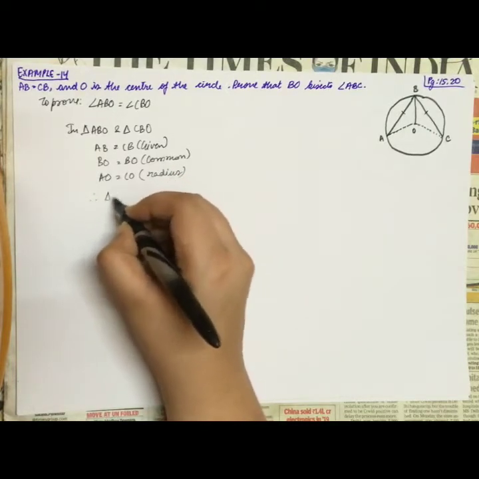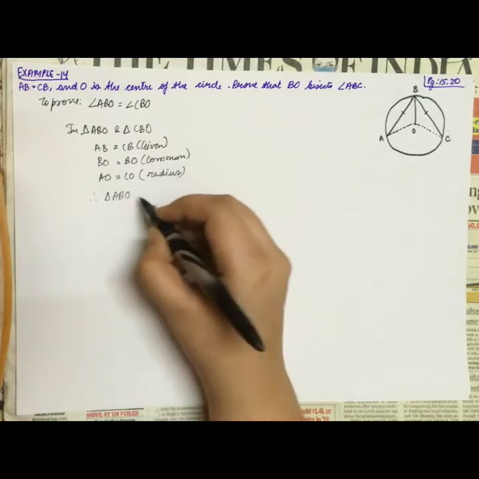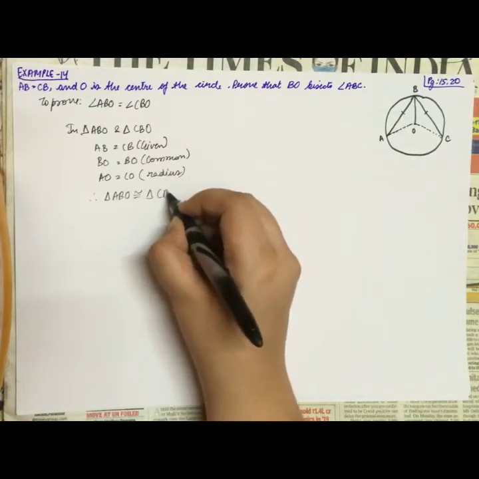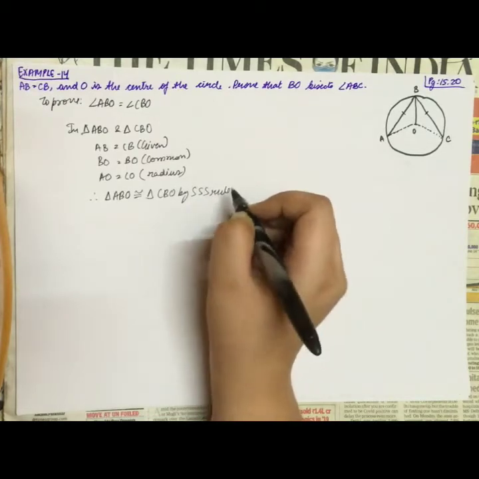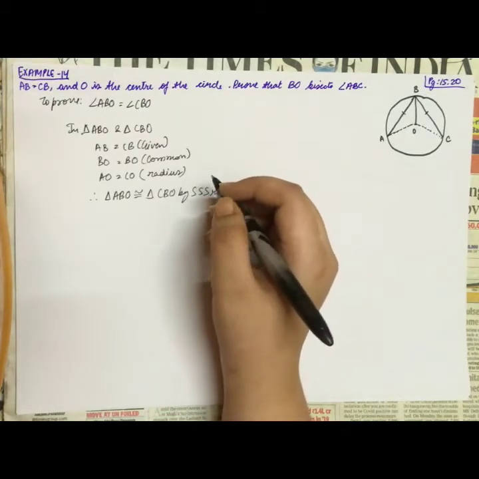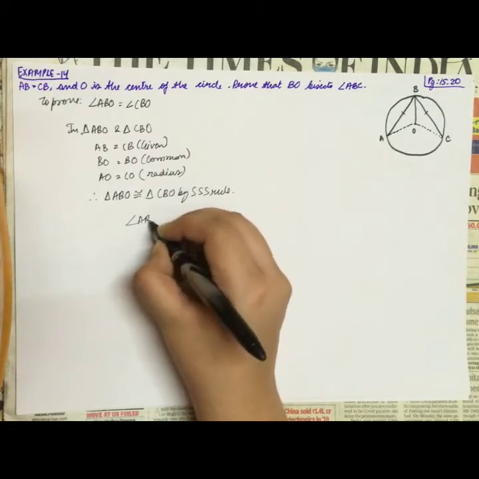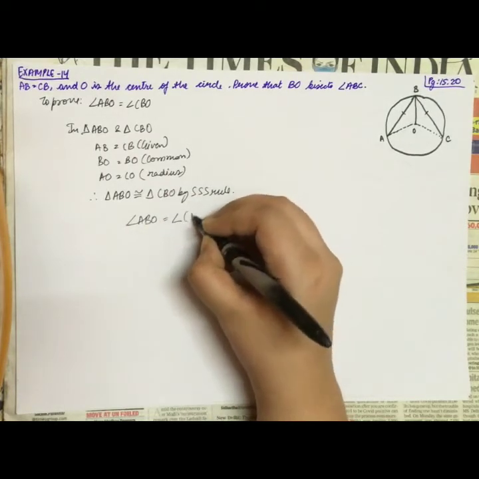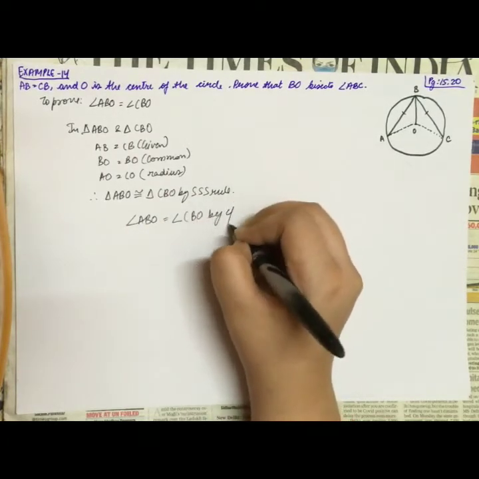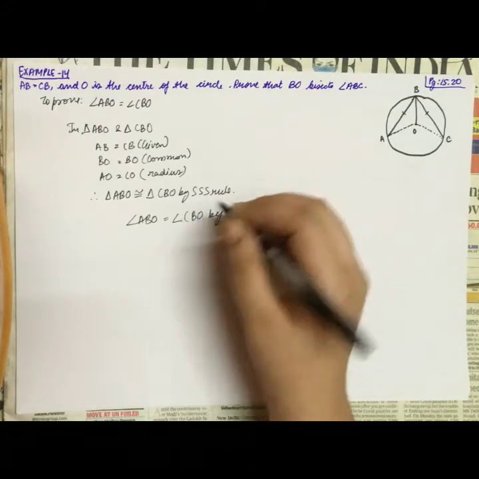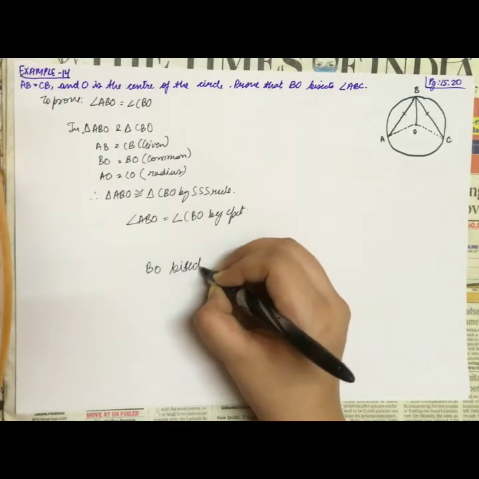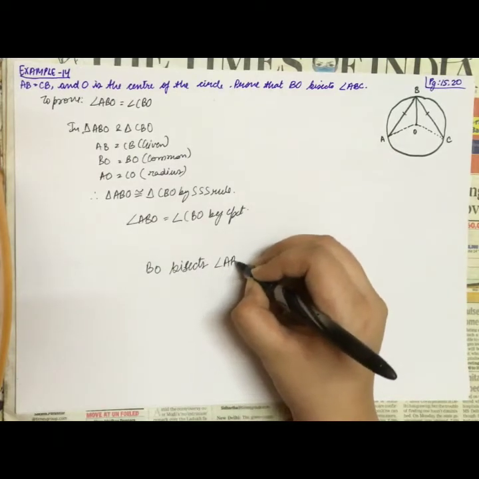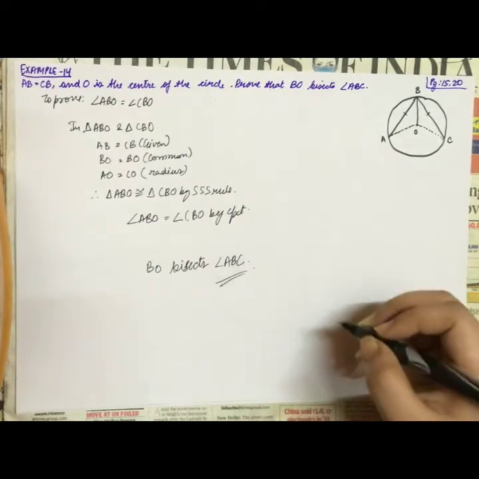Therefore we can say that triangle ABO is congruent to triangle CBO by SSS rule. So now we can say that angle ABO is equal to angle CBO by CPCT. Hence we can say that BO bisects angle ABC. Hence proved.